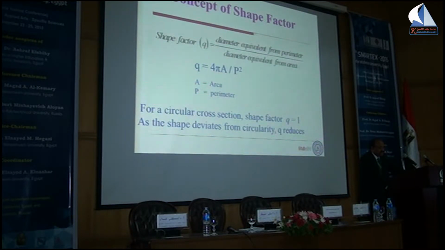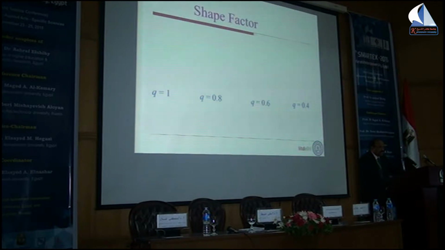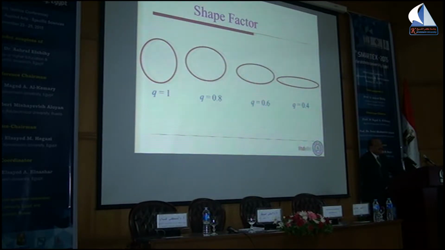Shape factor is expressed by the diameter equivalent from perimeter to the diameter equivalent from the area. Normally we express it by 4 pi A upon P square. That means if the cross-sectional shape is a circle, this shape factor is equal to 1. As you go on deviating from circularity, the shape factor value goes on decreasing. So taking this concept of shape factor, all the properties are determined.